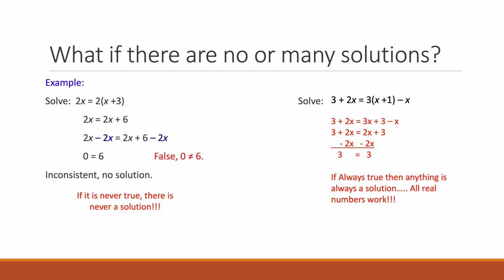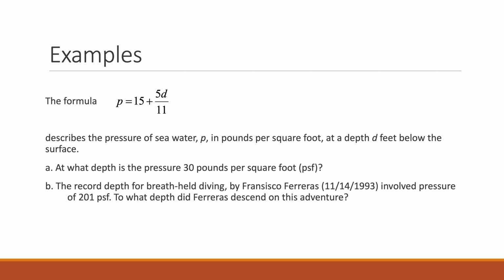All real numbers work. Now, are you going to get equations like this? Very rarely. But we do want to call them to your attention so that if you see them, you're a little more comfortable with them. All right. A little bit of an example here. The formula P equals 15 plus 5D over 11. Let's take a look at what this is. What I would like you to do is a little stop and start. Try to answer all these questions, and then I will show you the answers.